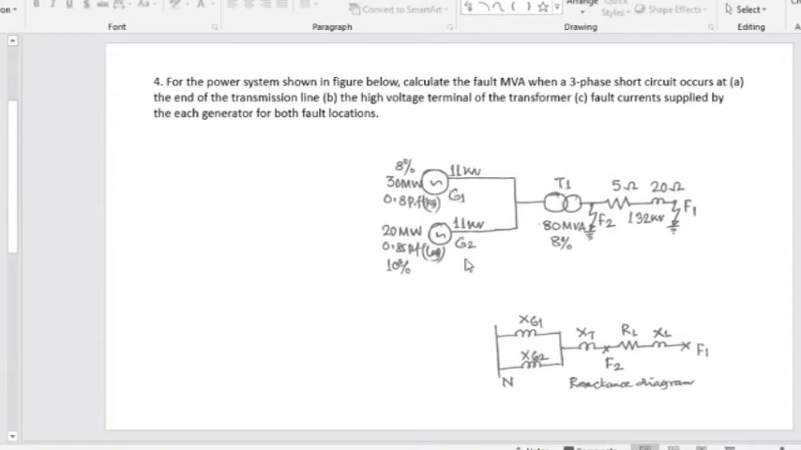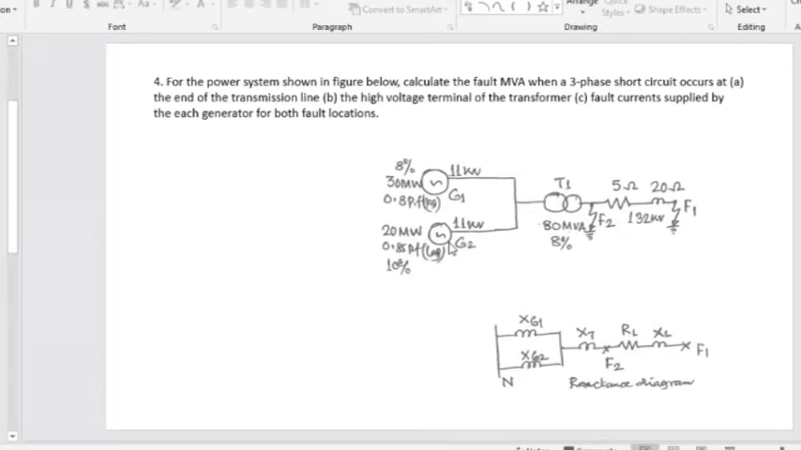Generator G1 and generator G2. The ratings and the other parameters for the generators are given. This first generator G1 is of 30 megawatt and its power factor is 0.8 lagging, while generator 2 is 20 megawatt and 0.85 power factor lagging. The reactance of generator 1 is 8%, while the reactance of generator 2 is 10%.